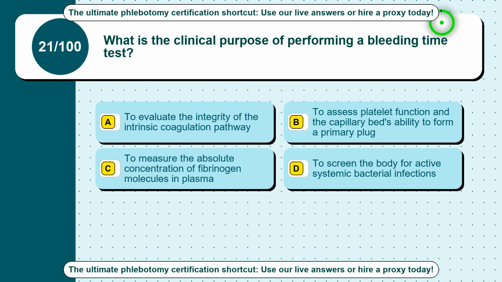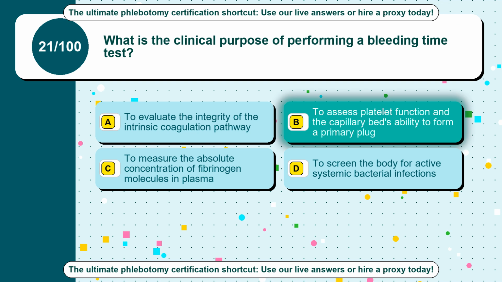Question 21. What is the clinical purpose of performing a bleeding time test? Option A. To evaluate the integrity of the intrinsic coagulation pathway. Option B. To assess platelet function and the capillary bed's ability to form a primary plug. Option C. To measure the absolute concentration of fibrinogen molecules in plasma. Option D. To screen the body for active systemic bacterial infections.